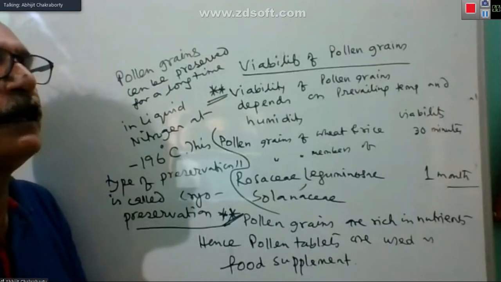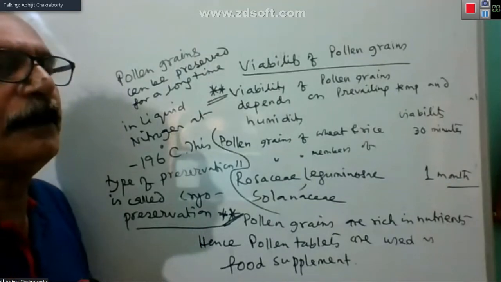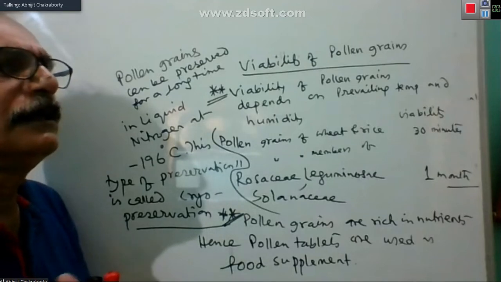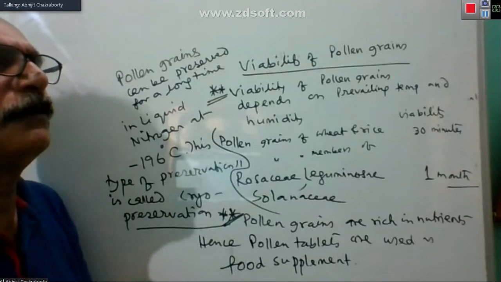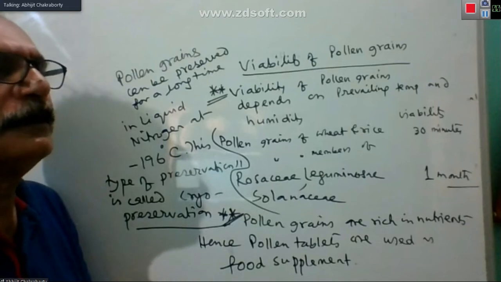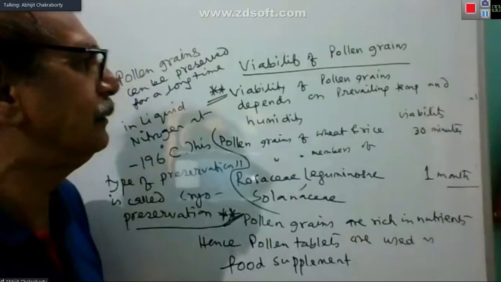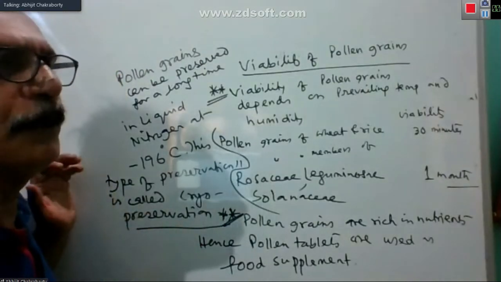That's why pollen grains may be available in the form of pollen tablets, pollen syrup. Sometimes some sports persons are found to take pollen tablets or syrups, as it is believed that it may increase the efficiency of the sports person. So this is what about the pollen grains.